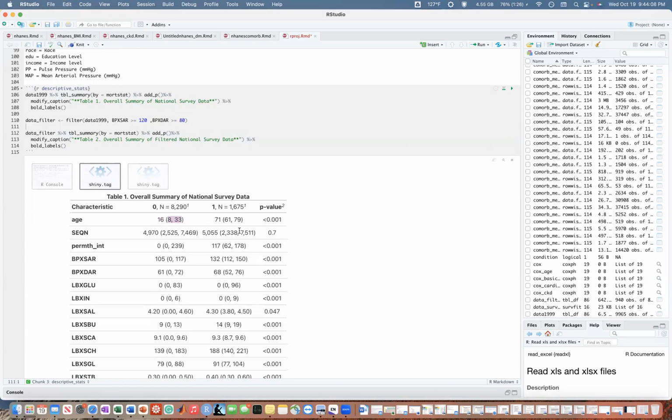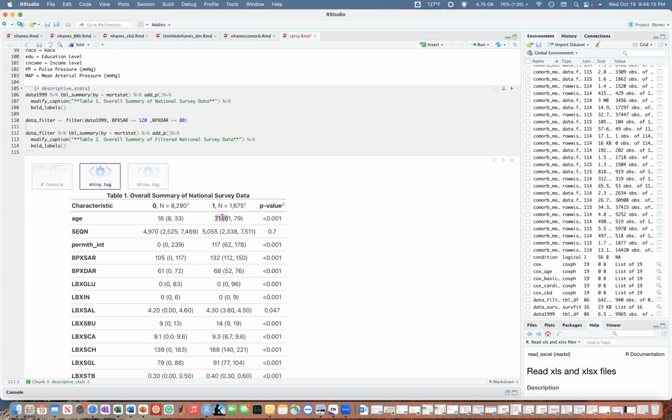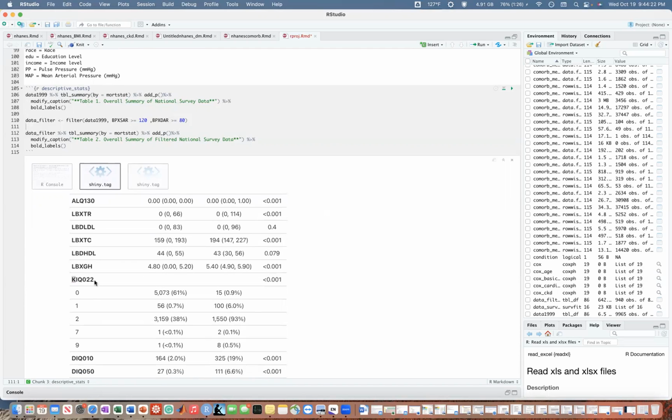Or I guess correctly, it's more 1 standard deviation, not your 95% confidence. And yeah, this means people who died obviously are older. That makes sense. That's significant. I'd hope so. You can go to the list. There's a lot of things. And one thing I want to say, which is really interesting, is KIQ 022.